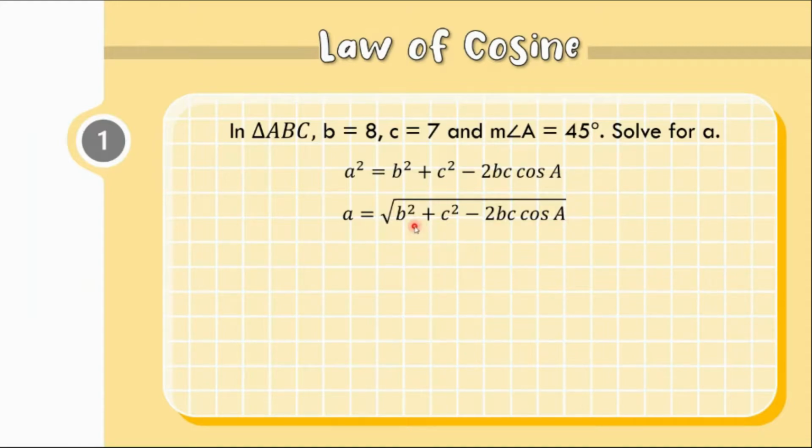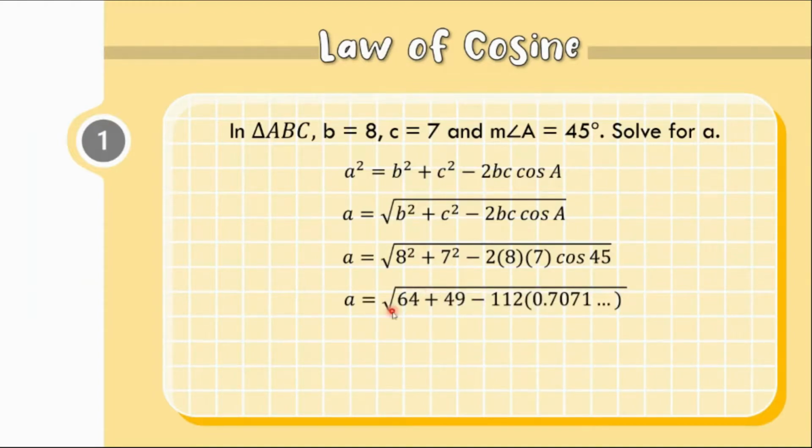Let us substitute the length of side b, the length of side c, and the measure of angle A here. Therefore, we will have a is equal to the square root of 8 squared plus 7 squared minus 2 times 8 times 7 cosine 45. Let us evaluate the radicands. Therefore, we will have the square root of 64 plus 49 minus 112 times 0.7071 and so on. This is the value of cosine 45.